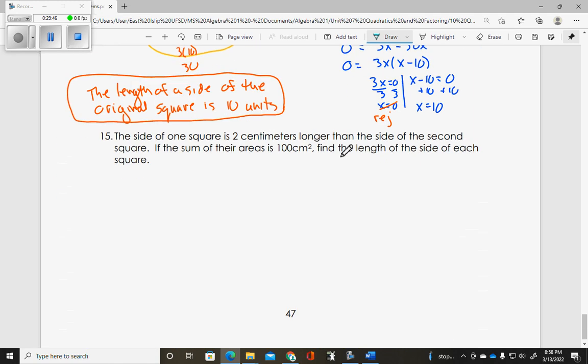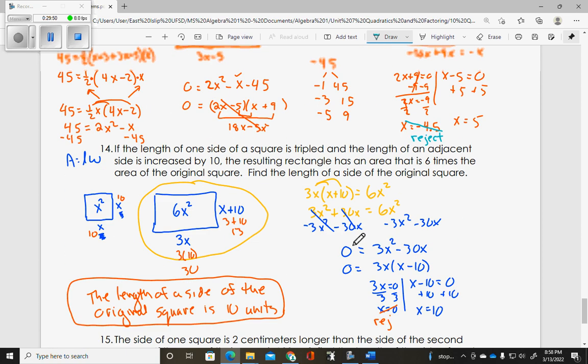And we did 14 together. 15, you can do it on your own.